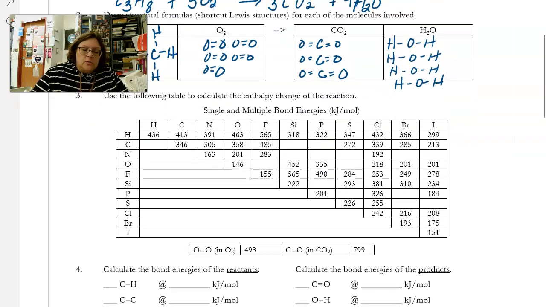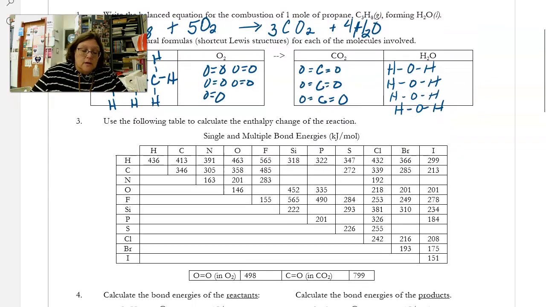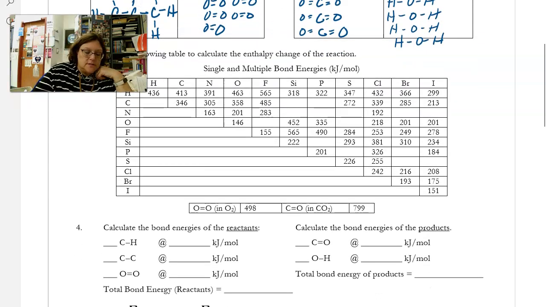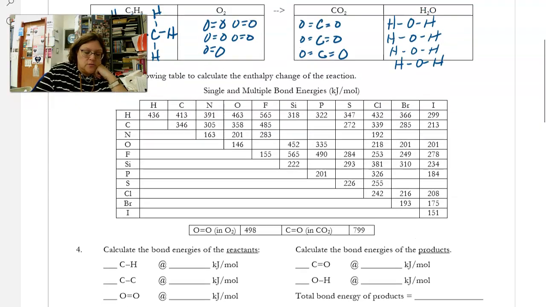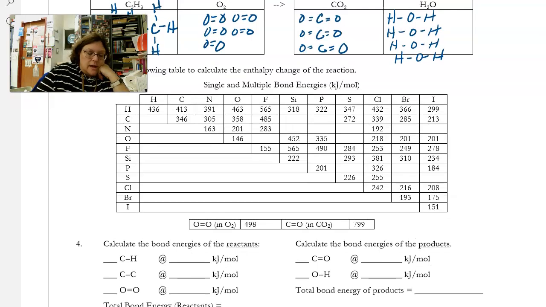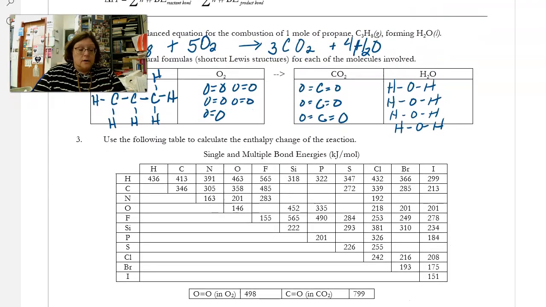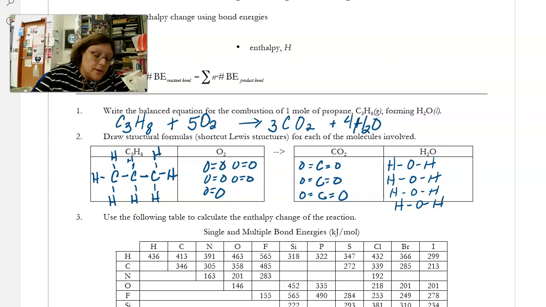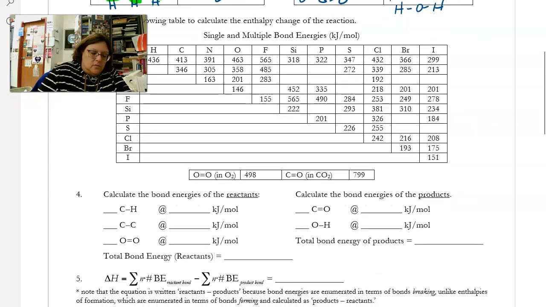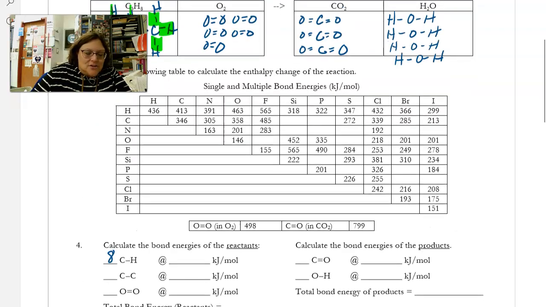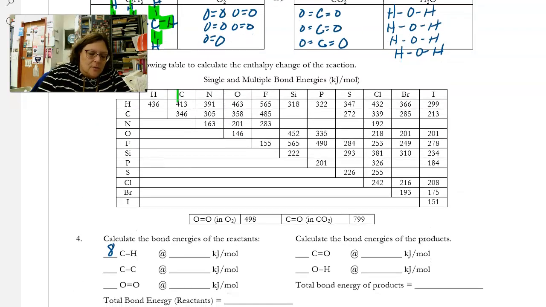Now, we're going to use this table and calculate the enthalpy change from bonds breaking and reforming. If we look down here to step 4, it says calculate bond energies. First, we need to count how many carbon-hydrogen bonds we have. I almost said calcium. 1, 2, 3, 4, 5, 6, 7, 8. There are 8 carbon-hydrogen bonds.